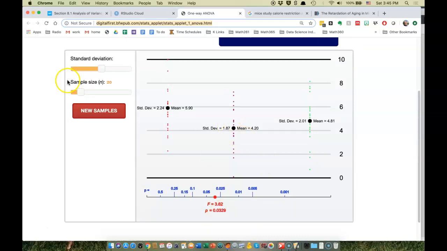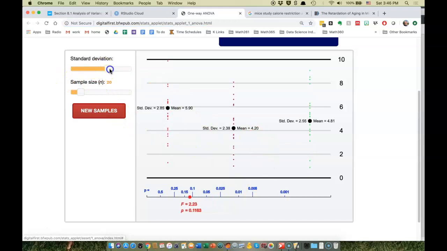But now if we take this same difference, but we let there be more variability within the groups by increasing the standard deviation, then that same difference doesn't seem to be so important anymore because there's so much variability overall, right?